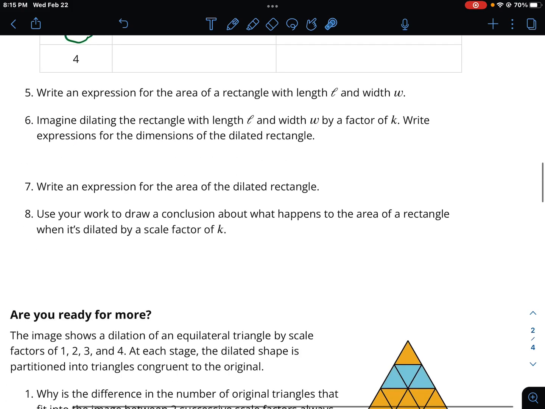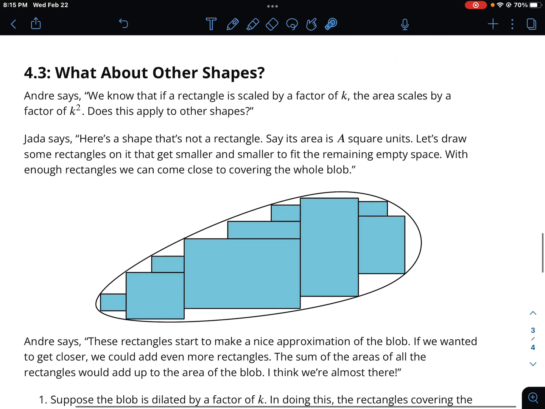And then we're on to the last part. The last part here is 4.3. What about other shapes? Andre says we don't know if a rectangle is scaled by a factor of k. The area scales by a factor of k squared. K squared means k times k. That means the scale factor for area is not just k, it's k times k.